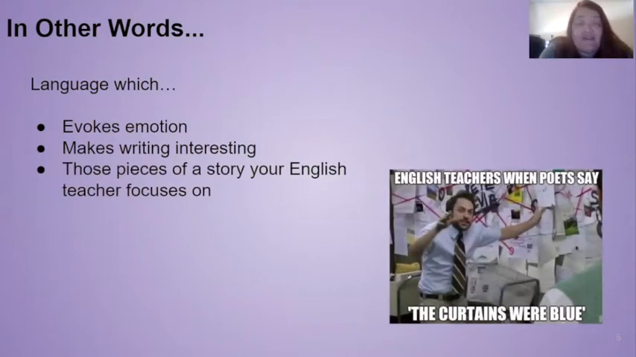You'll see my little meme right there. English teachers, when poets say, the curtain is blue. I put this in there mainly as a shout out from the class of 2020, who definitely sent this to me a couple of times. But it's true. The parts of a story that English teachers tend to focus on generally are rich with beautiful figurative language. And that's why we focus on it. There's a lot to talk about with it.